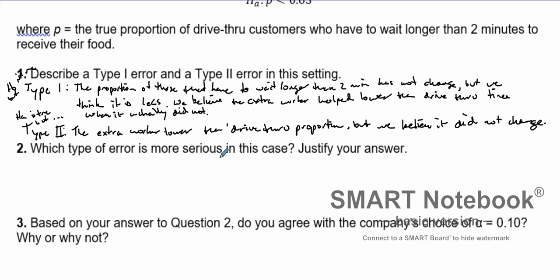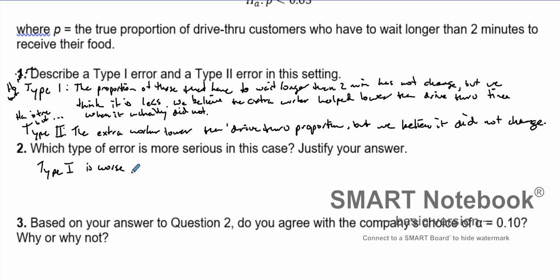So which type is more serious in this case? This is where you kind of have to put yourself in this position. Is it paying somebody extra money for something that doesn't work, or is it believing that nothing's worked when something has? I guess right here, I'd probably say type 1 error is worse.